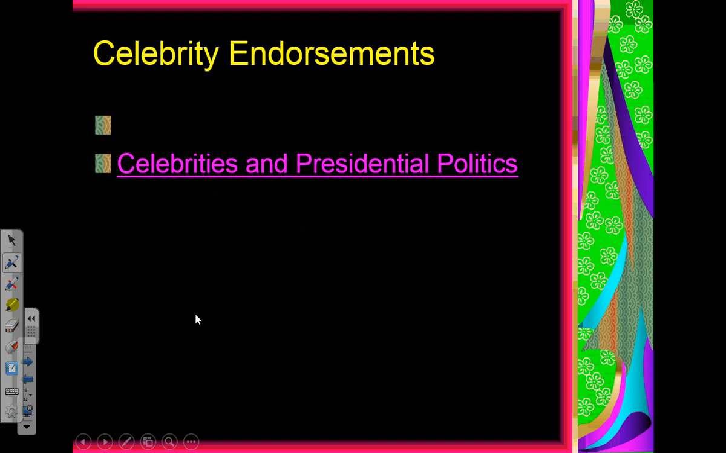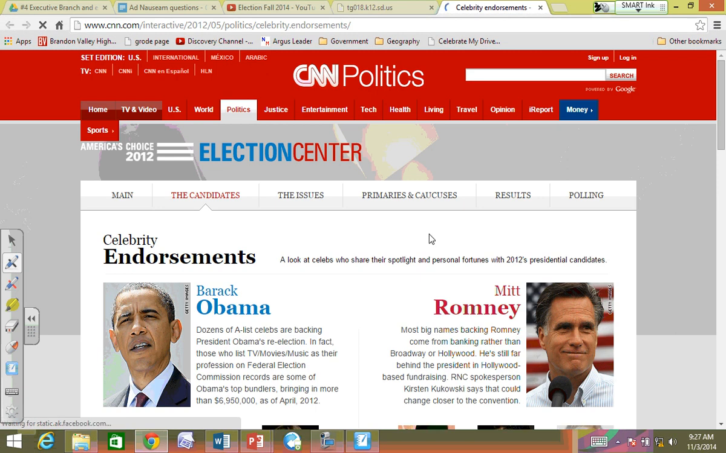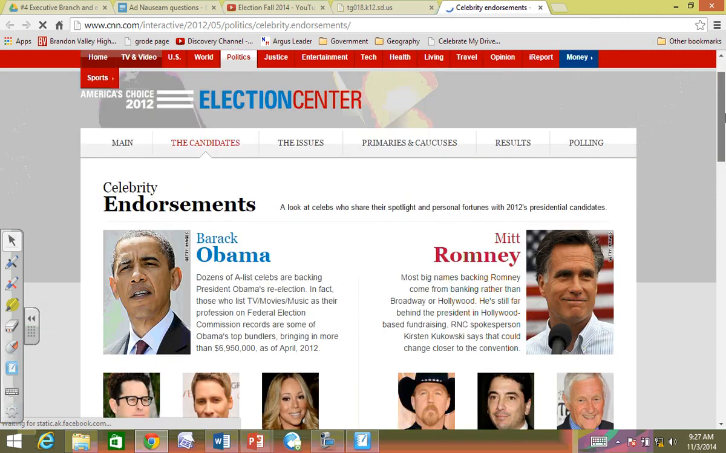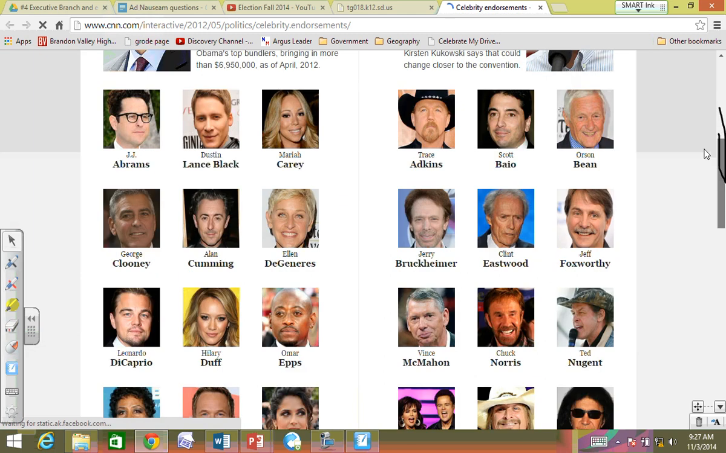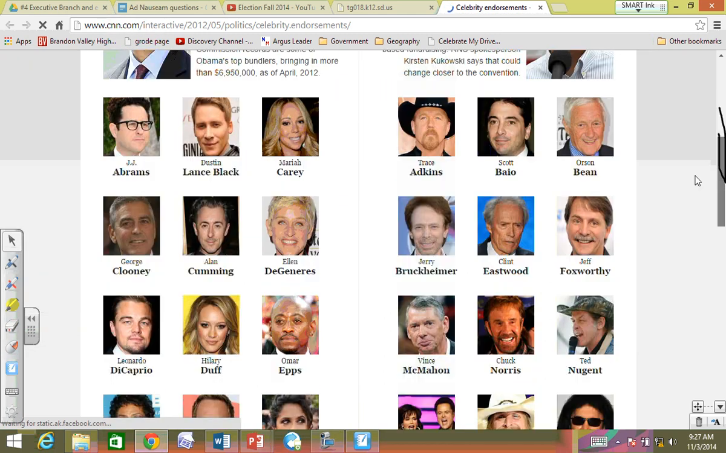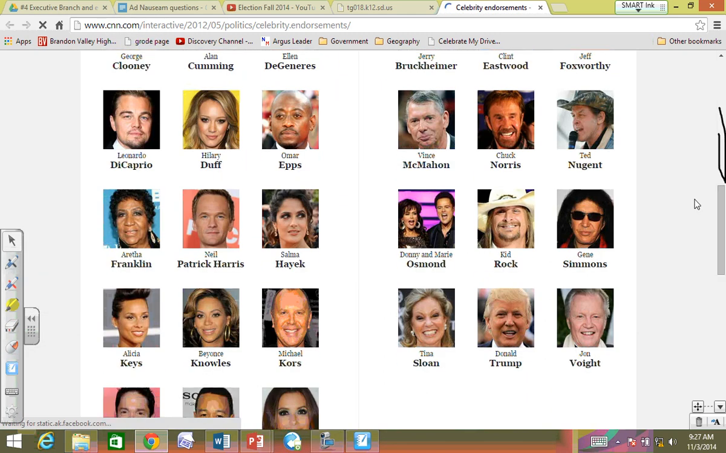Celebrity endorsements. Here are some endorsements of the last presidential election, and we see that if we look down this list, that the candidates, and I'm having trouble with this ink thing right now. It should work now, but it's not. We see that these people on the left supported Barack Obama, and these people on the right supported Mitt Romney. But really, does it matter?